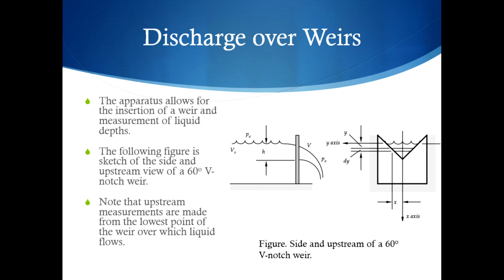So the apparatus allows for the insertion of a weir and the measurement of liquid depth, this H, like I said. The following figure is a sketch of the side and upstream view of a 60-degree V-notch weir. Note that upstream measurements are made from the lowest point of the weir over which liquid flows.